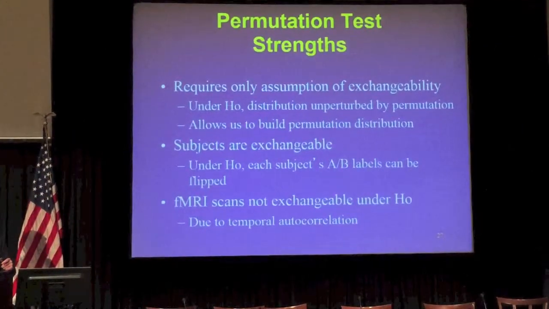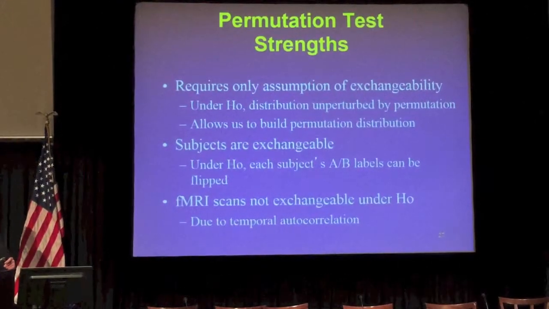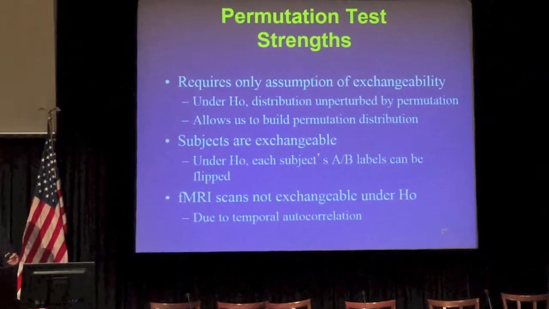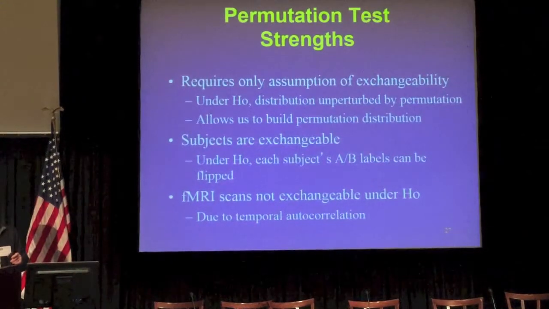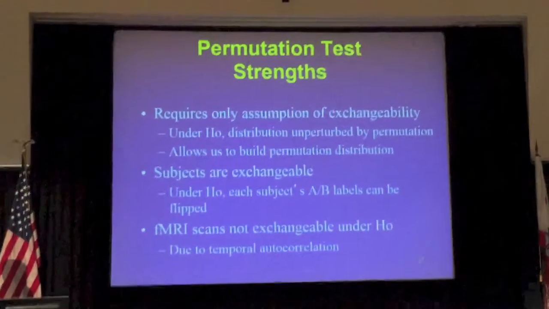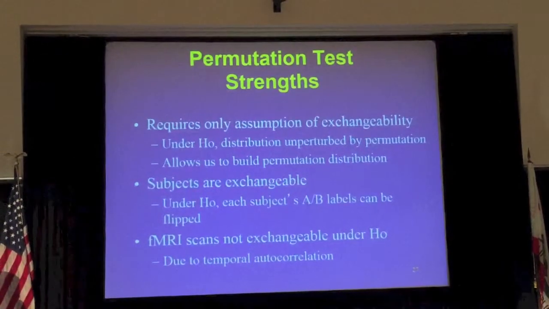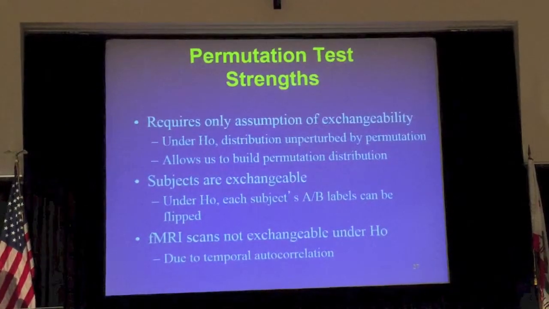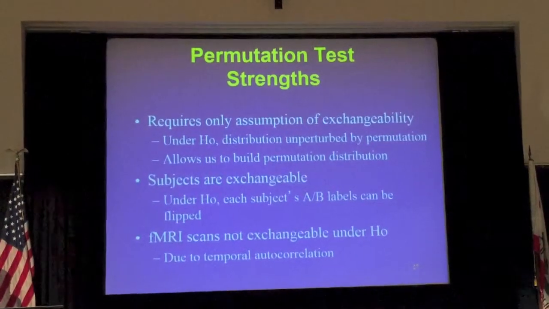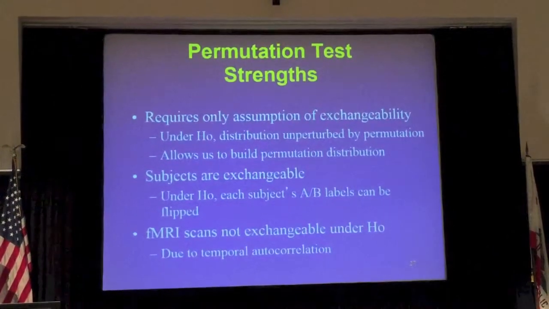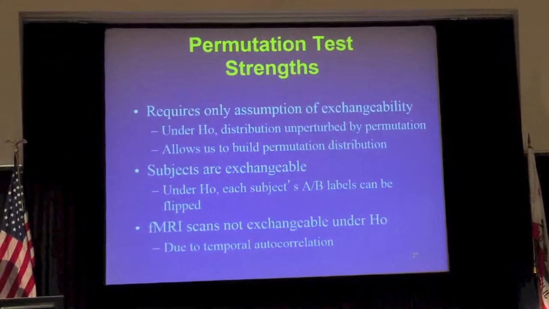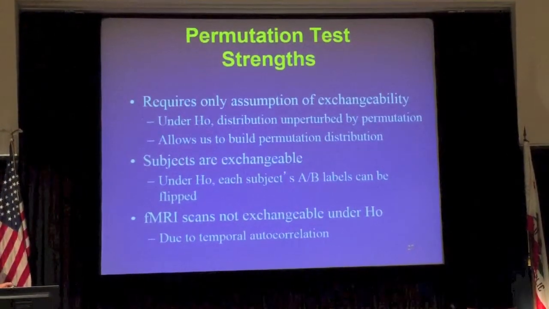The strengths of permutation tests are several. They only require the assumption of interchangeability, so they assume equality of conditions under the null hypothesis. Under the null hypothesis, H0, the distribution is unperturbed by permutation, and that allows us to build the permutation distribution. In this respect, subjects can be assumed to be interchangeable. Under each null hypothesis, each subject's A and B labels can be flipped. fMRI scans, however, are not interchangeable under the null hypothesis due to high temporal autocorrelation between them.